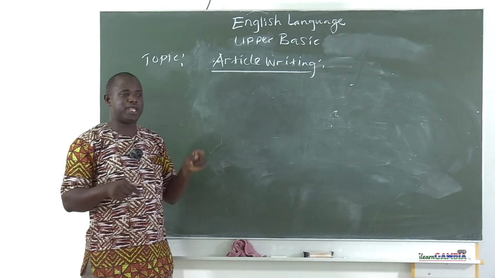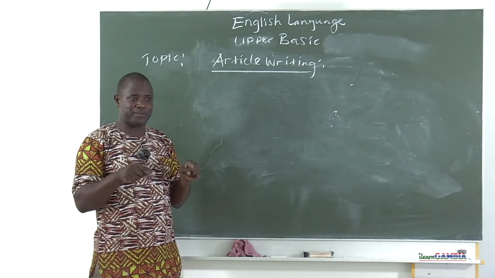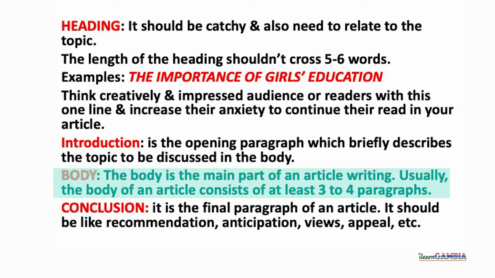So we move on. Then after the introduction, we move on to the body. The body is the main part of article writing. Usually, the body of an article consists of at least 3 to 4 paragraphs.